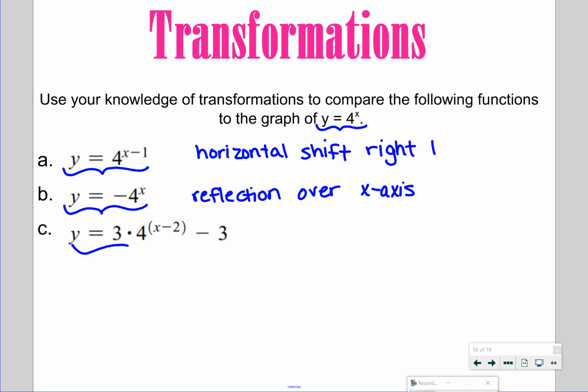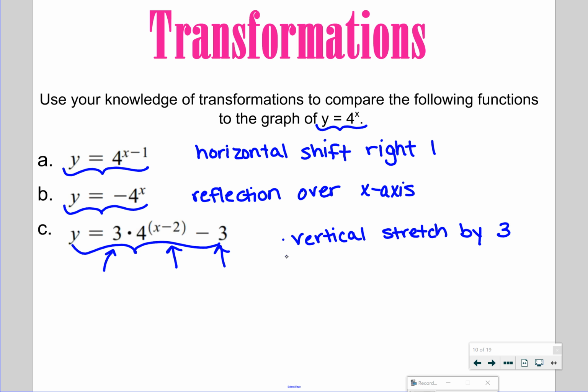Finally, let's look at one that has a lot of different transformations here. There are 3 different things that are happening. We have a 3 multiplied out front, a minus 2 on the inside of the function in our exponent, and a minus 3 at the end. The 3 out front is a vertical stretch or shrink. Because it's a number larger than 1, it's going to be a vertical stretch. So it's going to make it 3 times as tall, and you could say by a factor of 3.